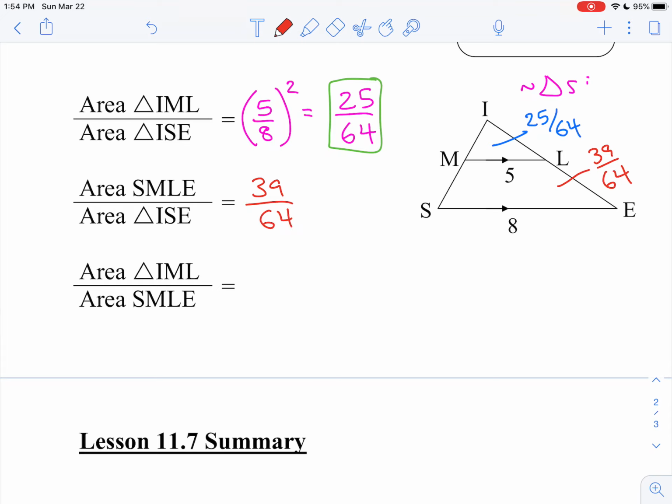That's awesome. And now it wants IML. Well, the IML was 25/64, so that's 25. The SMLE was 39/64. That's the wrong number, I said 39. All right, and so that was a way that we can do that.